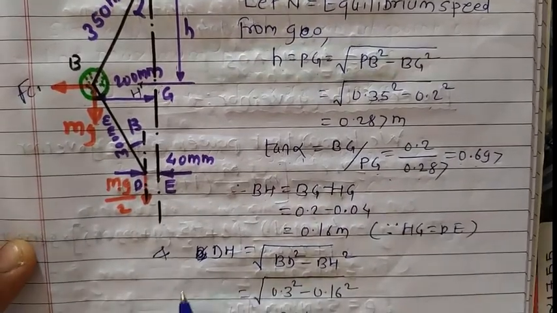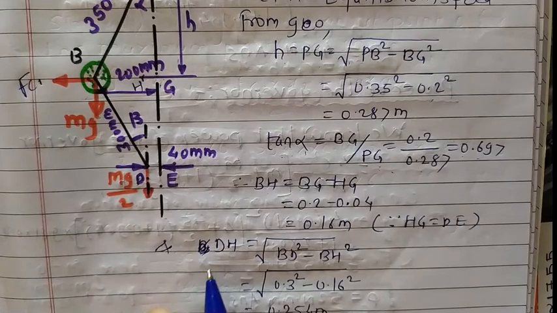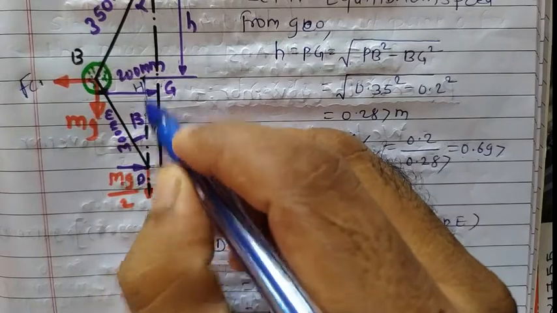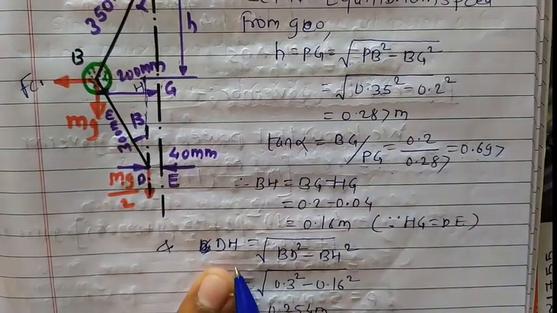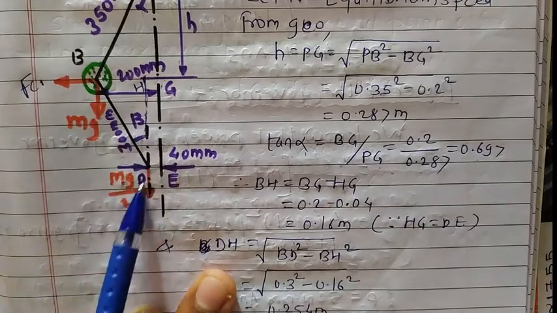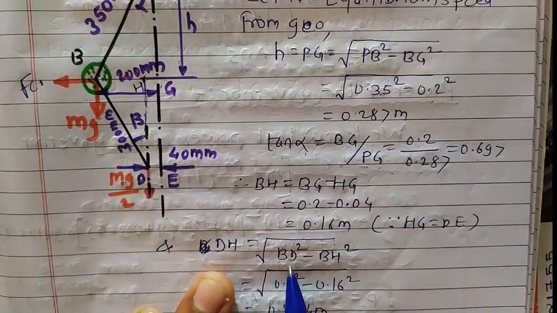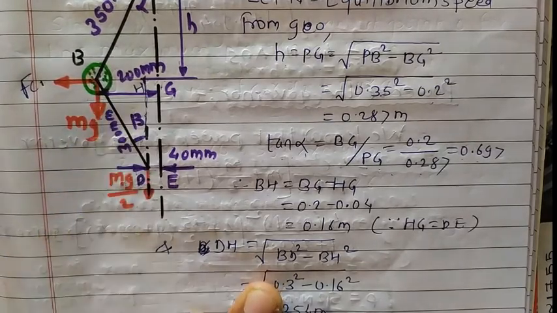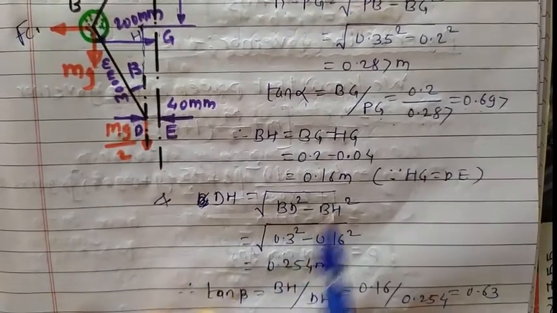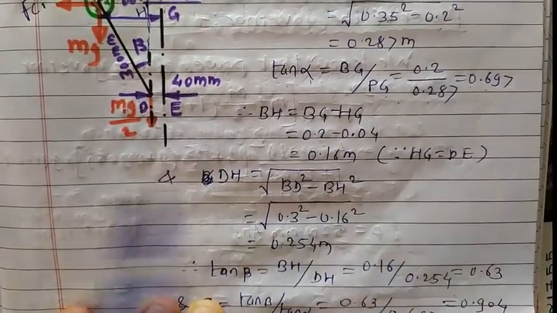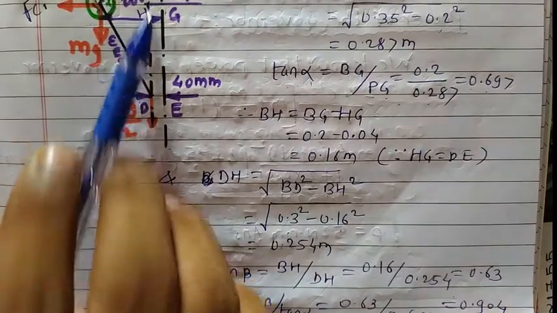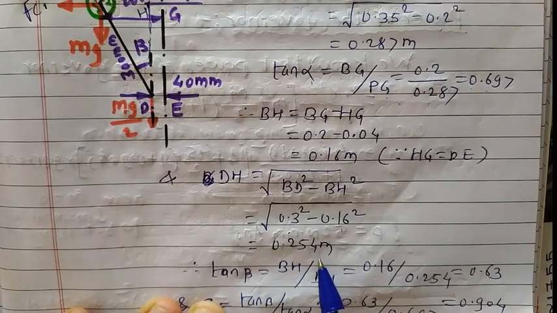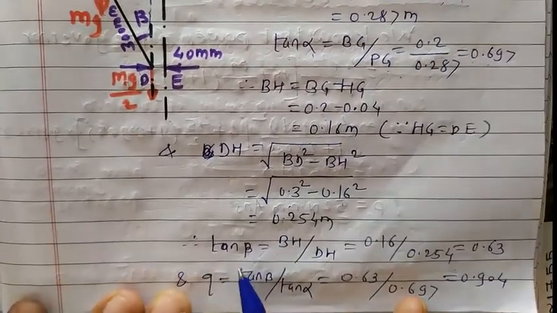And this DH. If I join this one, the construction line, then DH, by using this triangle BHD, what do we get? The square root of BD square minus BH square. So substitute the value for BD and BH to get the value for DH. DH means this distance. So DH is nothing but 0.254 meter.